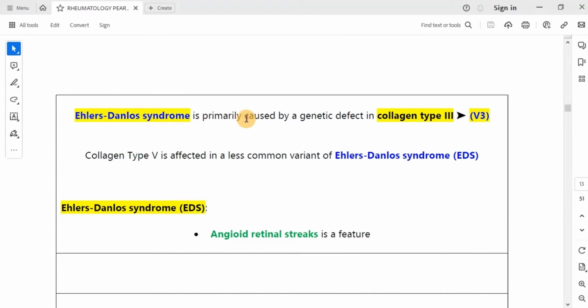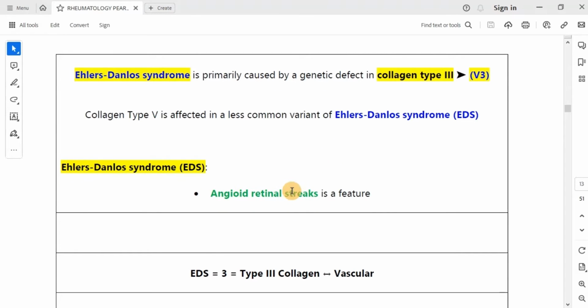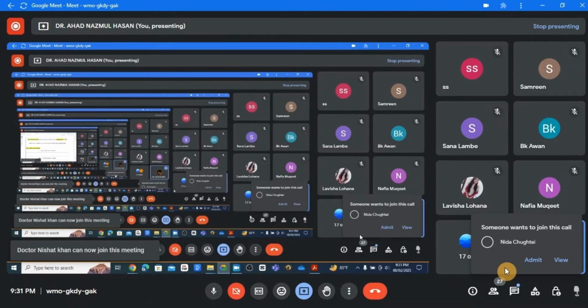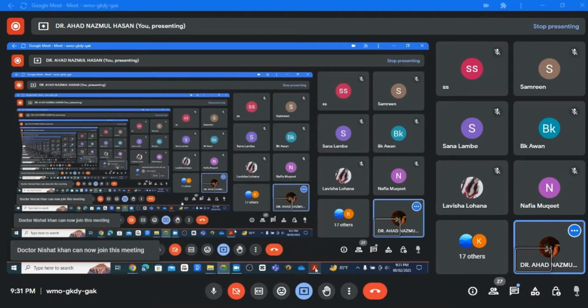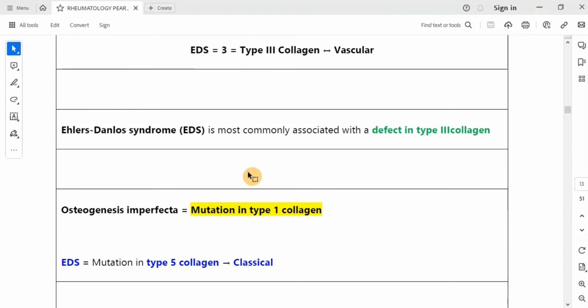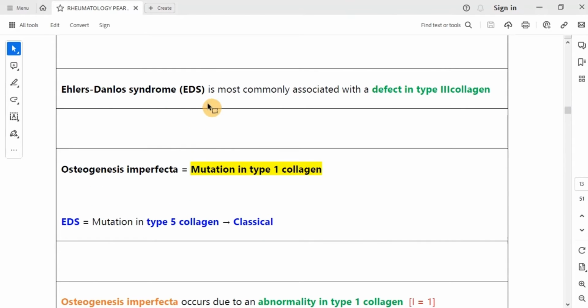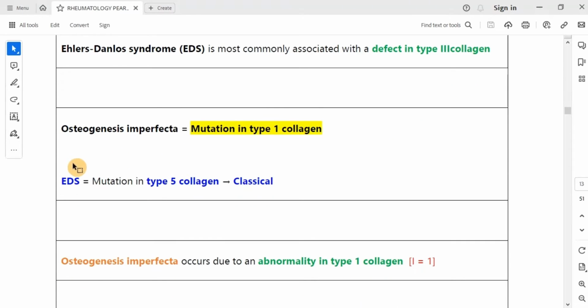Ehlers-Danlos syndrome is primarily caused by a genetic defect in collagen type 3, that is the V3. Collagen type 5, the classical variant, is the less common variant of Ehlers-Danlos syndrome. And angioid retinal streak, this is a feature of Ehlers-Danlos syndrome. So Ehlers-Danlos syndrome is most commonly associated with defect in type 3 collagen, that is the vascular type.